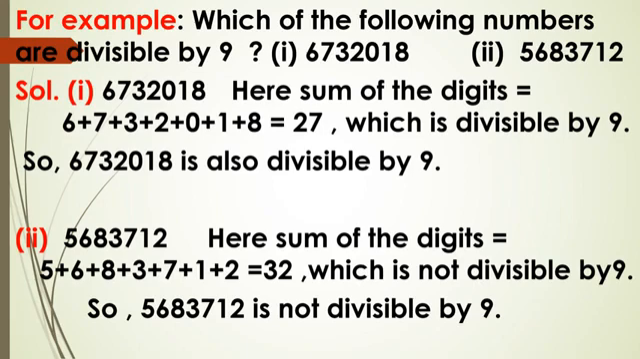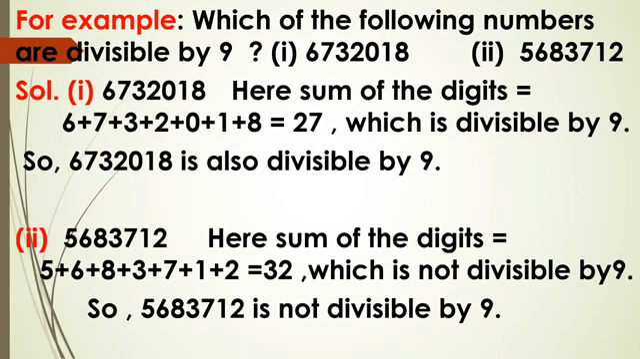Clear? In the divisibility by 3, we have to find out the sum of all the digits and check whether that sum is divisible by 3 or not. And in divisibility by 9, we have to find out the sum of all the digits and then check whether the sum is divisible by 9 or not.